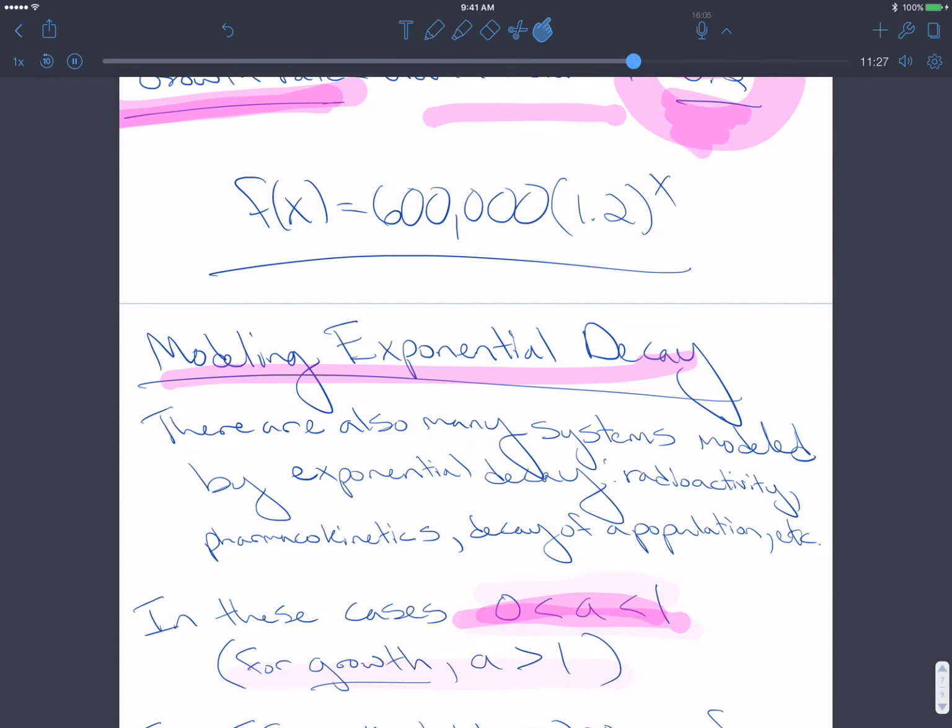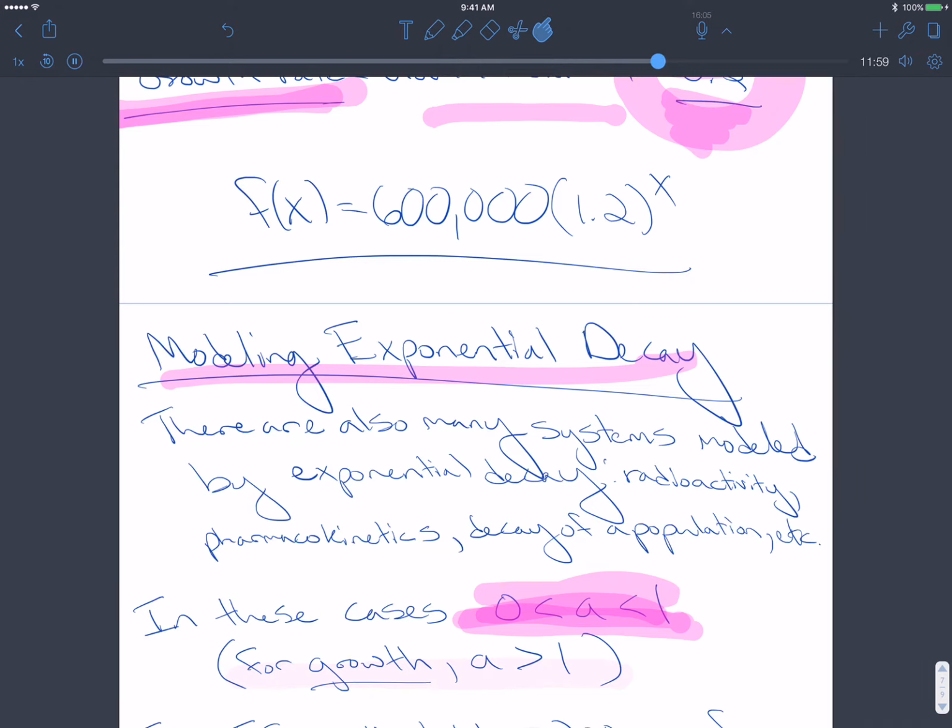This is pretty common for radioactivity, pharmacokinetics, which really just means the quantity of drug in your system. It's also used for decaying populations. So say there's a predator in the area and it's killing off a certain quantity of the population at a consistent rate. You can use exponential decay to model the decay of that population, using, once again, A between 0 and 1 to correspond to how much of that population is still alive at each time interval.